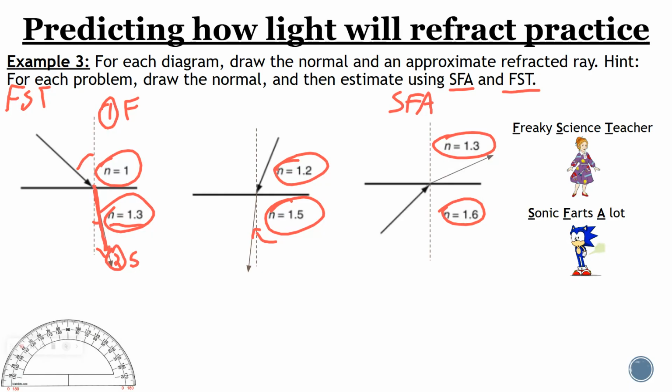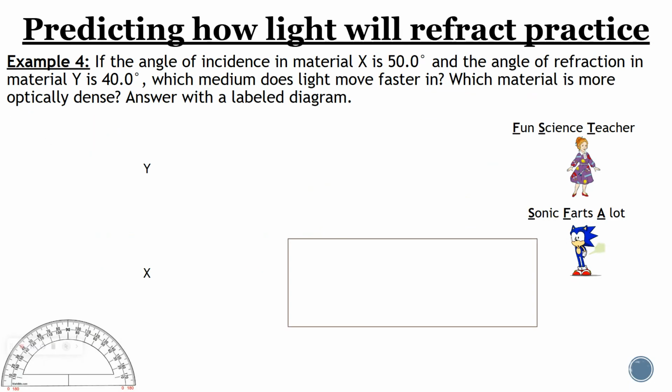And again, we're just doing this more of a qualitative approach as opposed to a purely quantitative one where we know the number, because we're not using Snell's law right now. And then you can try this problem here. We have to draw a little bit more. So try it yourself, pause the video, and then check your work.